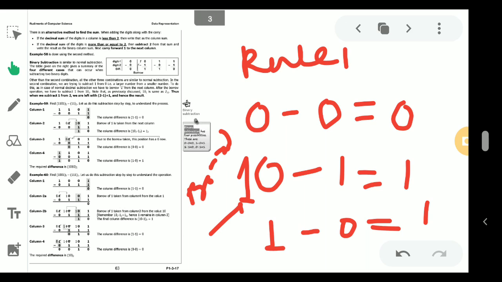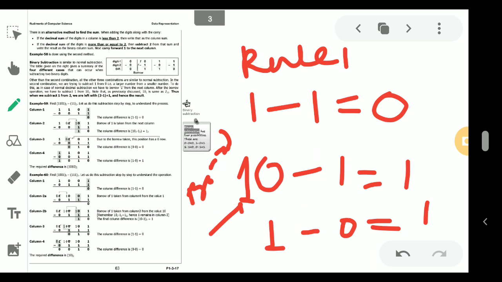So again, one rule is also there. That is, if you try to subtract 1 with 1, that is 1 minus 1, it always gives you the result 0. So these are the rules. We will follow these 4 rules while performing the subtraction. Okay, so here one example is given: we have to subtract 11 from 1101.